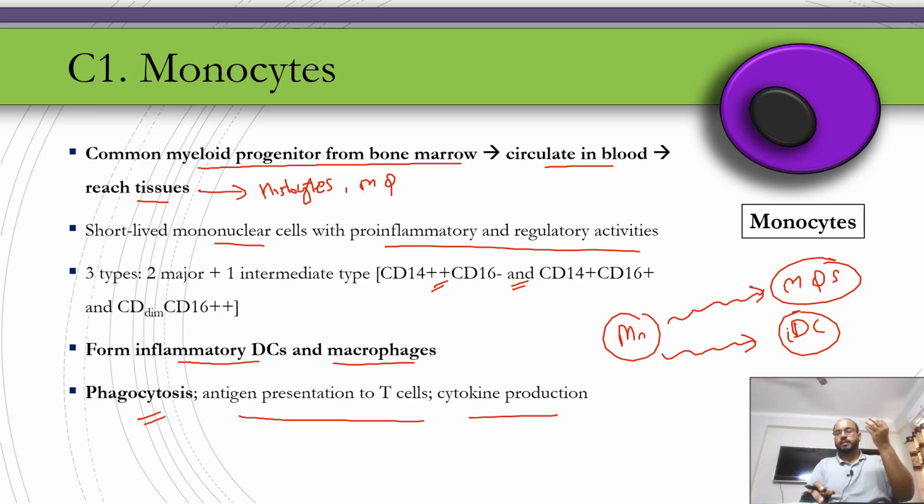So monocytes themselves can act as immune cells, and they can also get modified into macrophages and inflammatory dendritic cells and further increase the inflammatory process. Clear? Let's move forward.